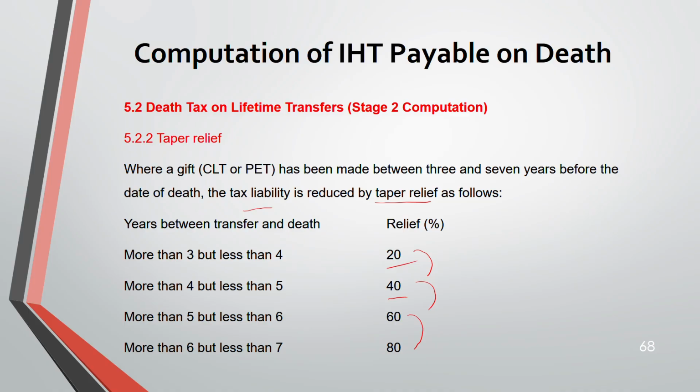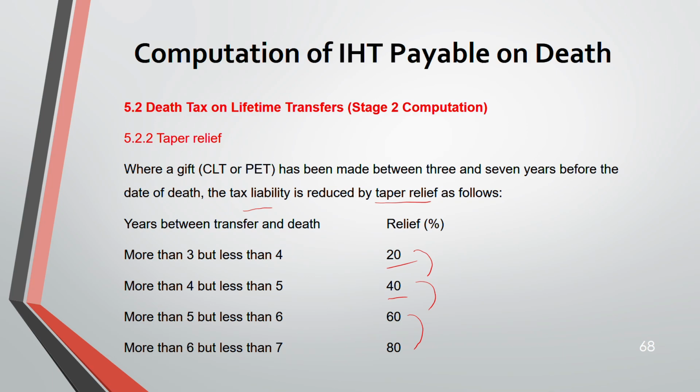If you are, let's say, surviving 1 year or 2 years, you have made a gift and after 1 year or 2 years from the date of your gift you die, no taper relief, 0. But if you live more than 3 years, less than 4, then 20% relief. More than 4, less than 5, 40. More than 5, less than 6, 60. More than 6, less than 7, 80. For every one more year you survive, keep on adding 20%.